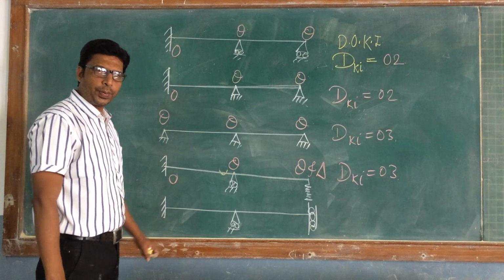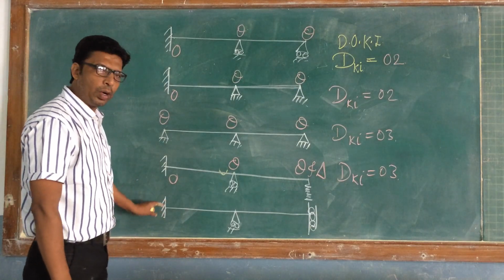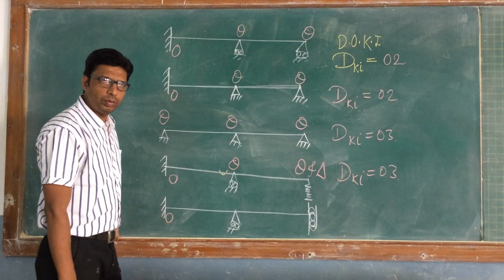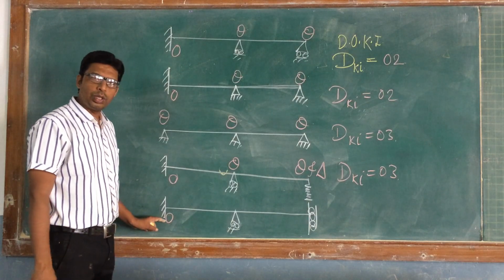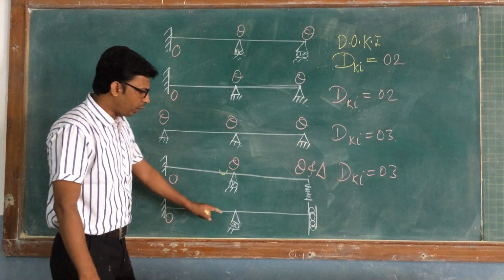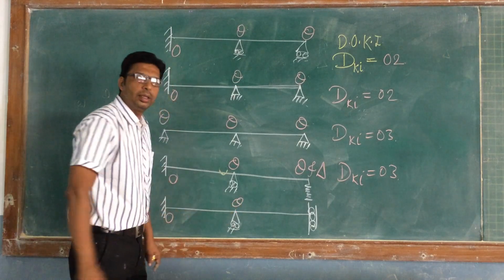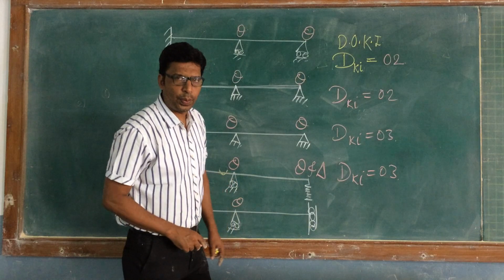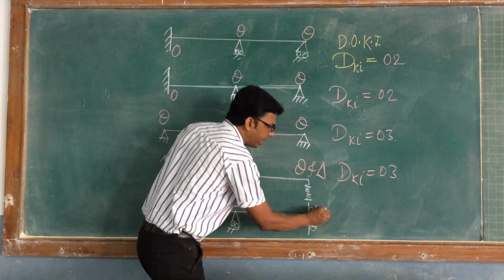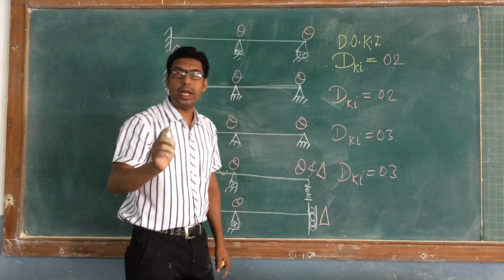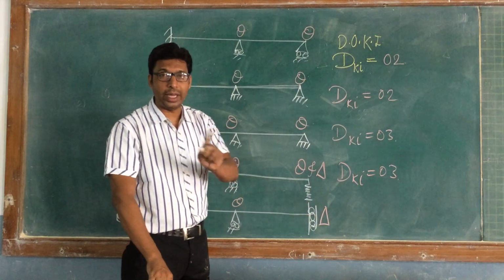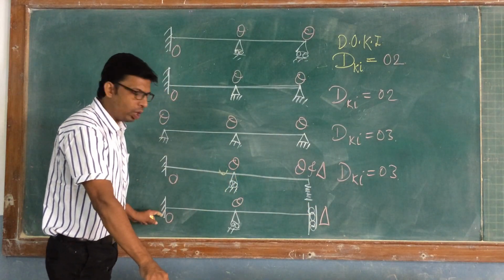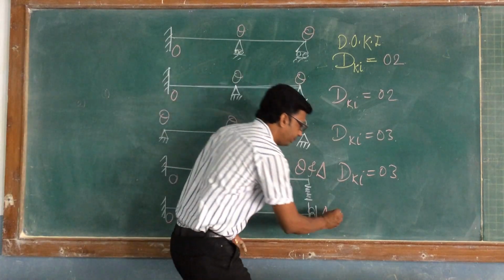If you look at this last problem, it has a fixed support. So DKI is equal to 0 here. The roller support gives 1, that is rotation. And this end point is the guided support. Guided support means there is only one kinematic unknown and it is delta, not rotation. So DKI equals 2: theta and delta.